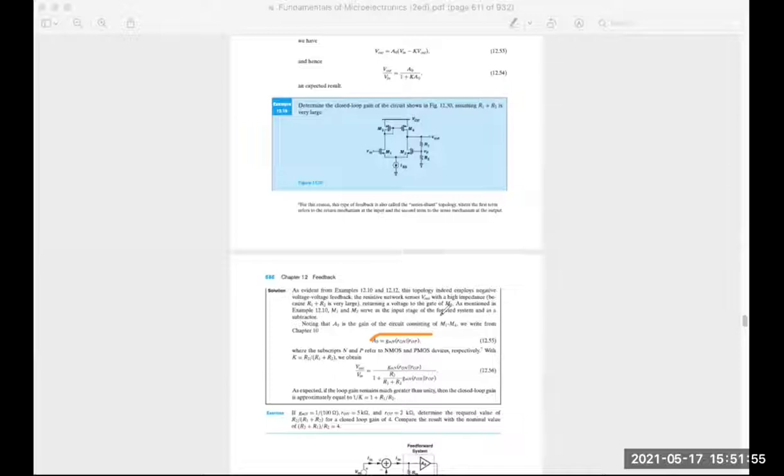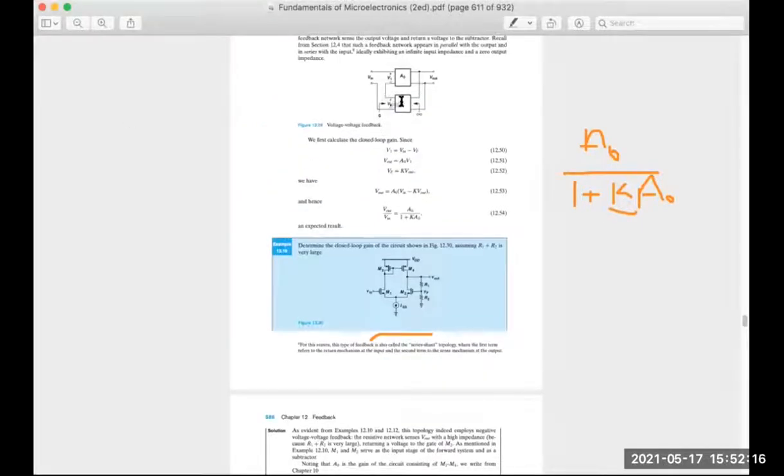We are trying to find the closed loop gain, right? So what you do is A0 divided by 1 plus KA0. The thing that you don't know here is K. What's K? You can find it, right? K is the gain from the output of the feedback to the input of the feedback?